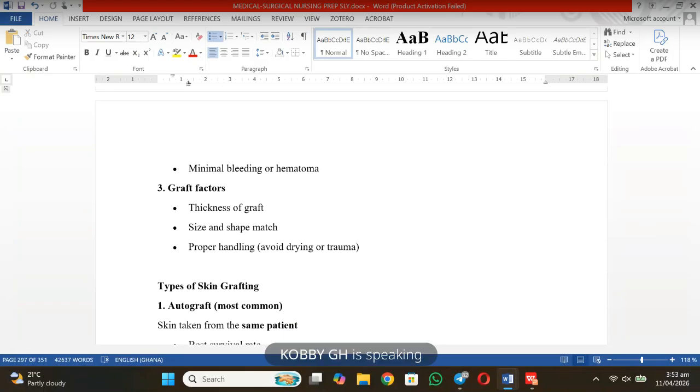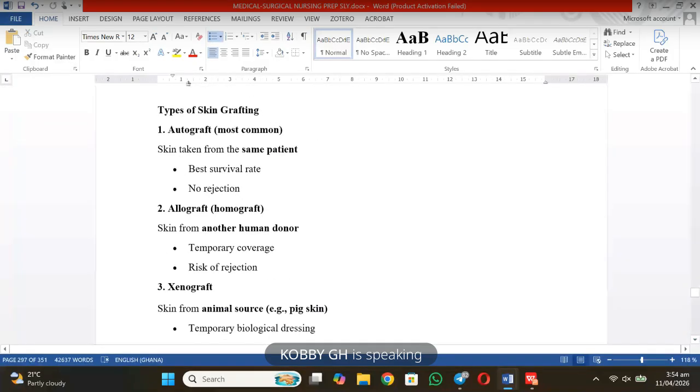Now, the graft factors: the graft that you are picking should match the thickness of the place you are going to put it. Again, the shape and size of the graft, you have to check and make sure you are getting the right shape. The color match too may be important, especially when you are going to graft the face. And then proper handling of the graft. Other than that, infection will set in.